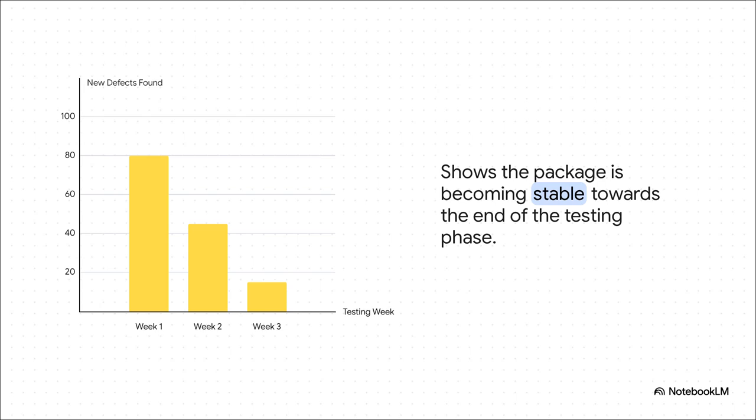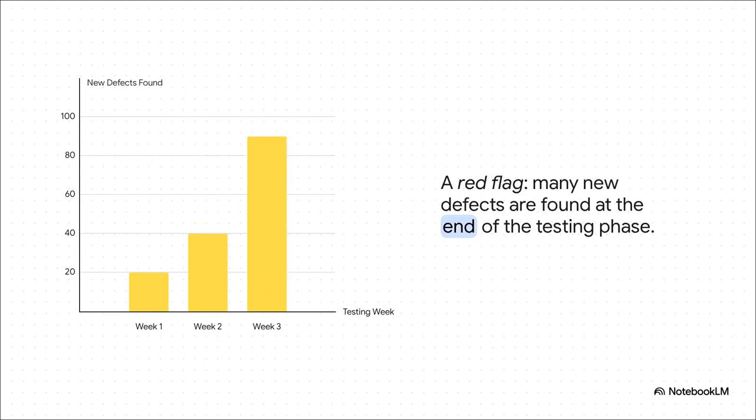In the beginning, week 1, bam, a whole bunch of bugs are found. That's normal. That's what testing is for. But then look what happens. As the weeks go on, the number of new bugs being found drops off. That downward trend is a great sign. It tells the team they're getting things under control, the software is getting more stable, and they're headed in the right direction.